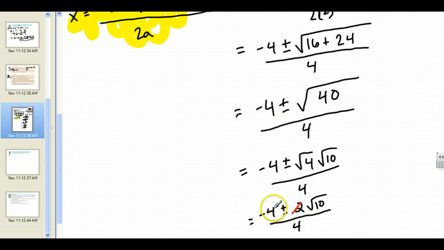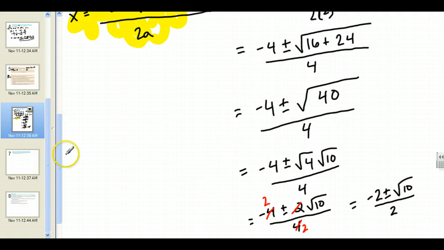Alright, and then the last thing, because all of these are even, I'm going to divide everything by 2. Alright, and say that this is negative 2 plus and minus the square root of 10 over 2.